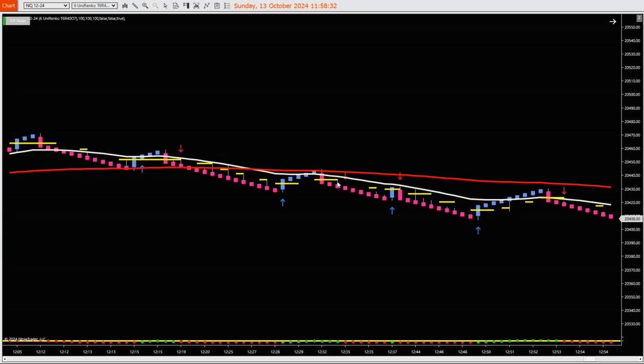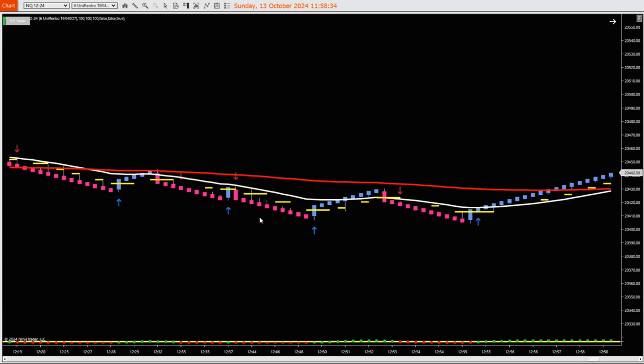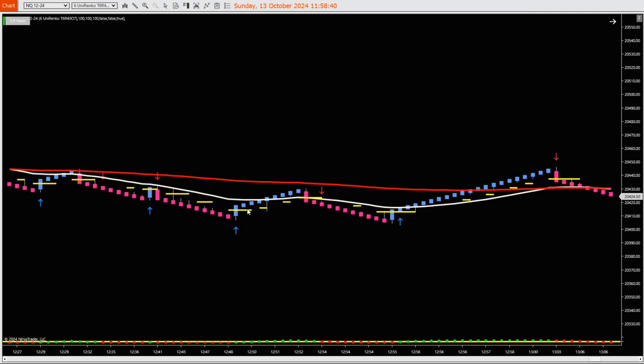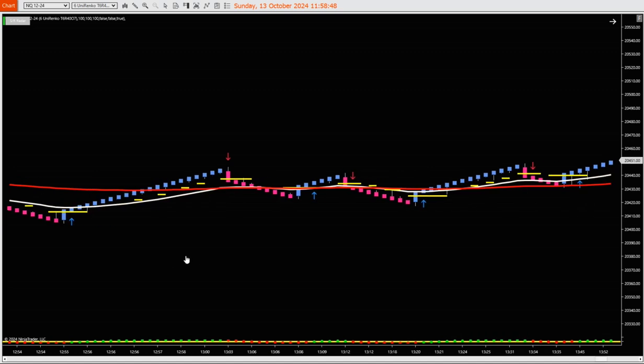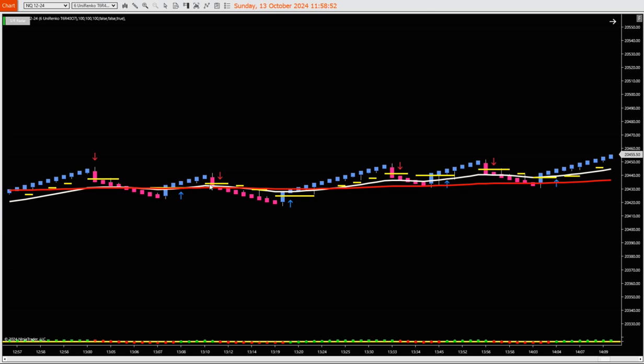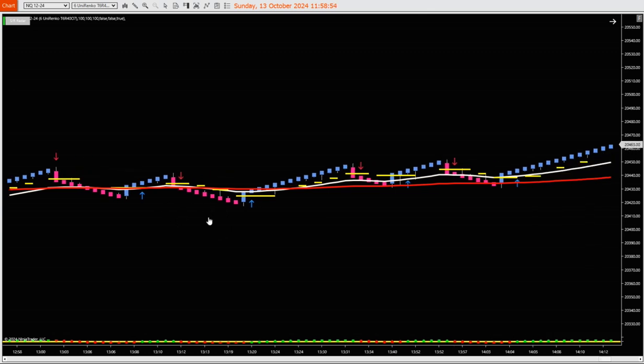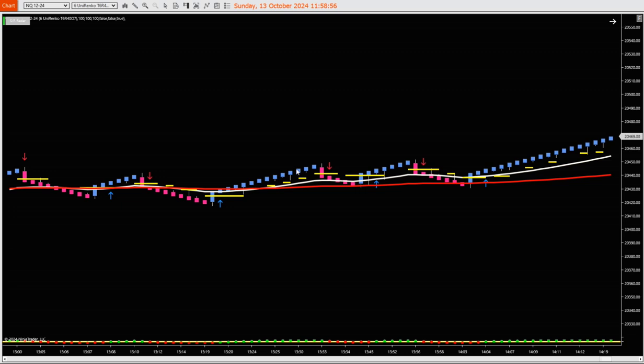Direction change, no trade. Direction change, winner. Direction change, no trade. Direction change, winner. Direction change. We're below the MA. No trade. Direction change, winner. Direction change, winner. Direction change, winner.